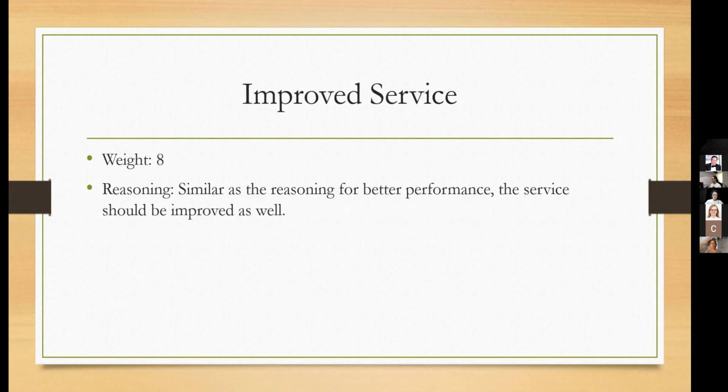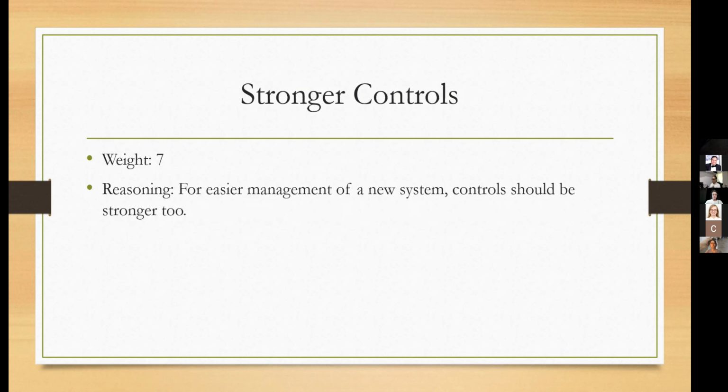Improved service. So when we have the new system, we should have a better experience for the user. So improved service is one of our considerations when we create a new system. Next, stronger control. It might not really be the most important one, but stronger control makes it easier for the teacher or the admin to have more control of the students, or we can fix the whole problem that we have. So stronger control is one of the reasonable choices as well.